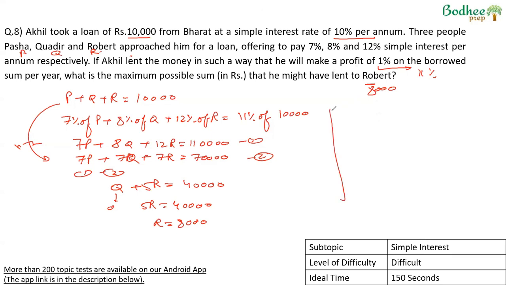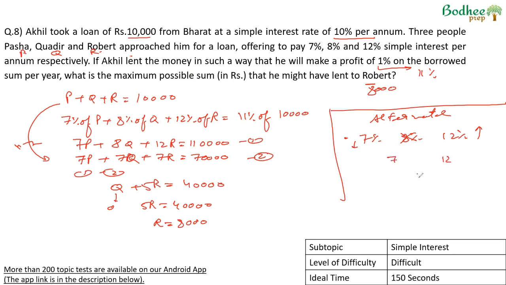But there can also be another approach to this question. See, there are three interest rates, 7%, 8%, and 12%. We want to maximize this. So what we do is, if we want to maximize the maximum rate, we would give the rest of the money to the 7%, the lowest rate, and completely eliminate this. If we give the maximum possible amount to 7%, we will by default have to give the maximum possible amount to 12% so that the overall rate is 11%.